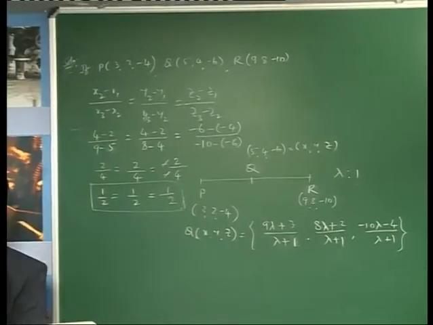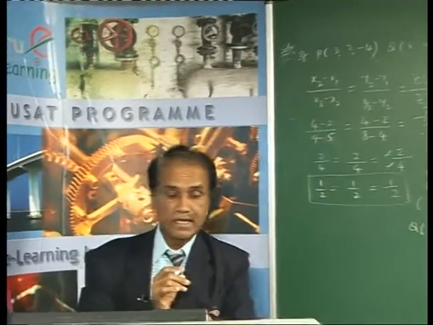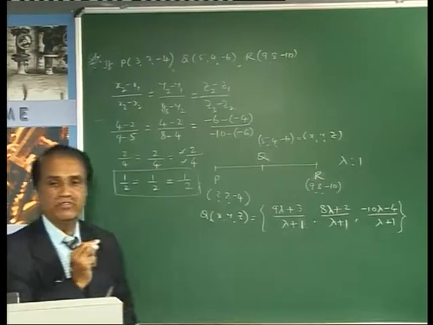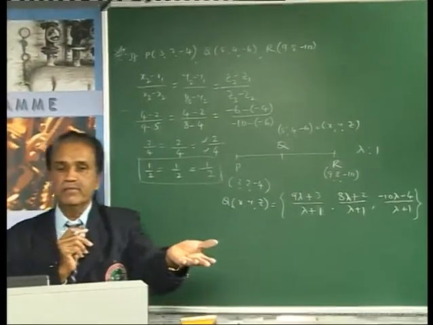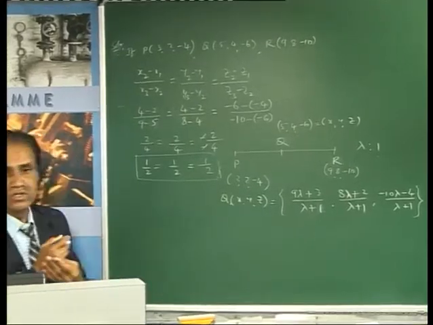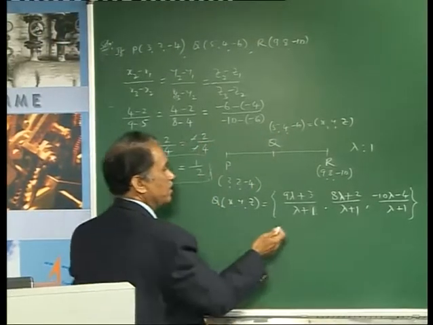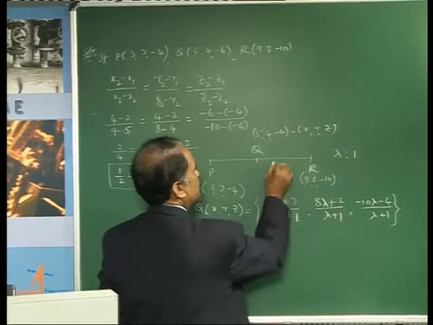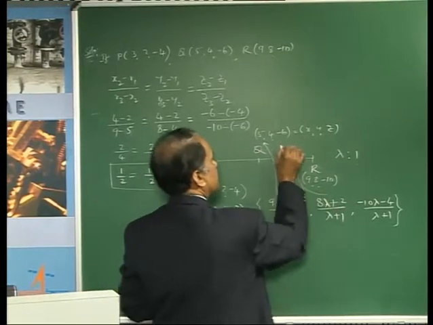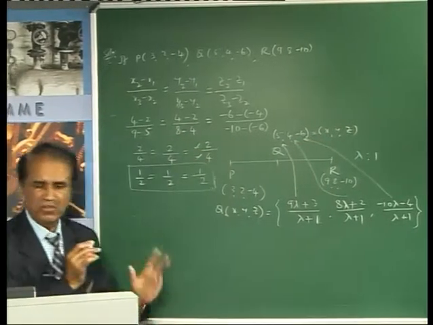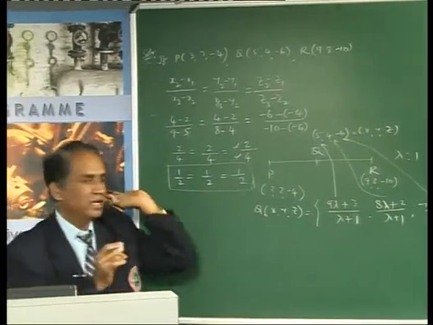The statement says this Q divides the line PR, for example, in the ratio lambda is to 1. Now, already values are given. In the previous problem, what did we do? We calculated the value of lambda, and then using that number, that is a ratio, we were able to calculate the coordinates. Now, already coordinates are given. For example, any one you can take. So, this is representing number 5, and this is representing number 4, and this is representing number minus 6. Any one you take, so that you can calculate the value of lambda.